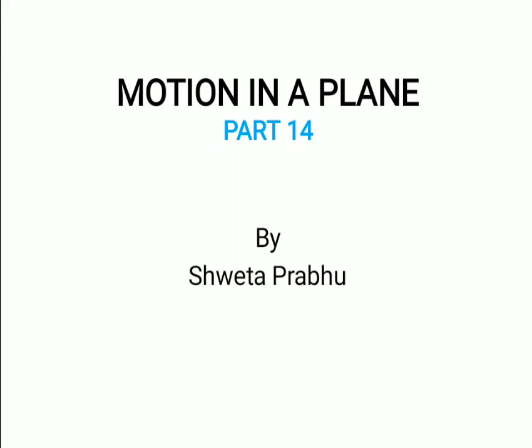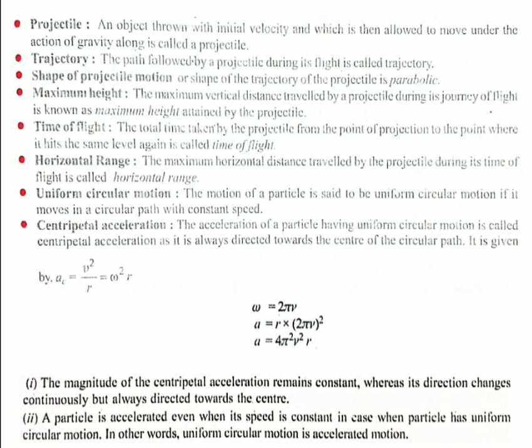Okay, so let's continue the topic. I have already explained regarding the projectile. How can we define the term projectile? An object thrown with initial velocity, which is then allowed to move under the action of gravity, is called a projectile. Next, how can we define the term trajectory? The path followed by the projectile during its flight is called the trajectory. The shape of the path which we have obtained is a parabola.